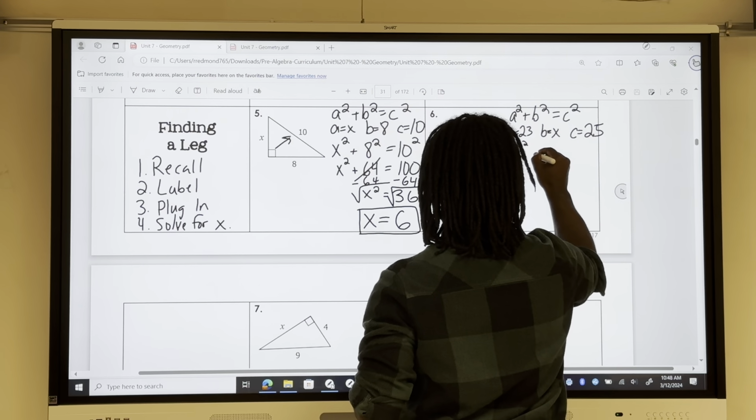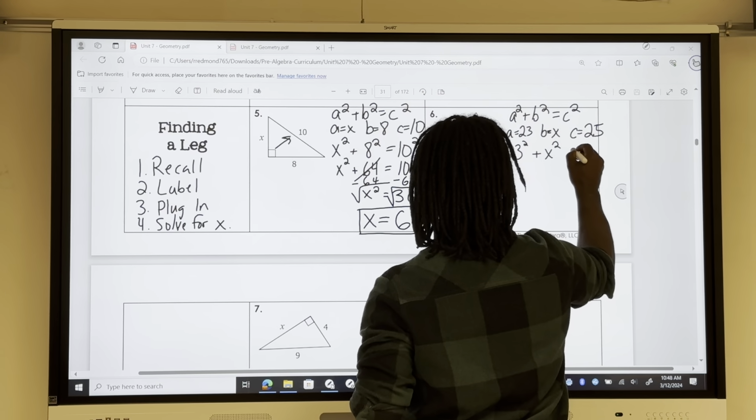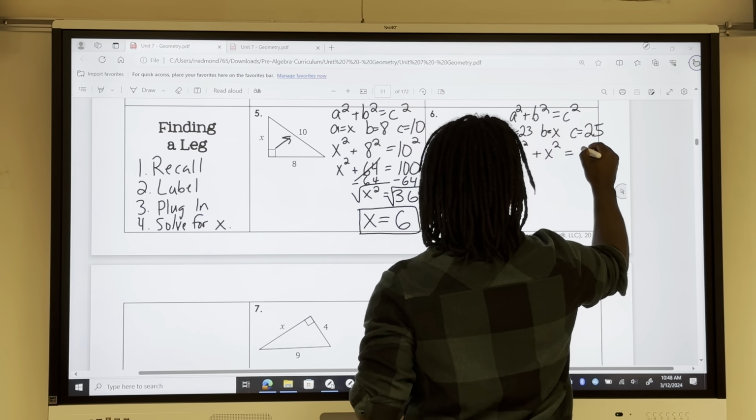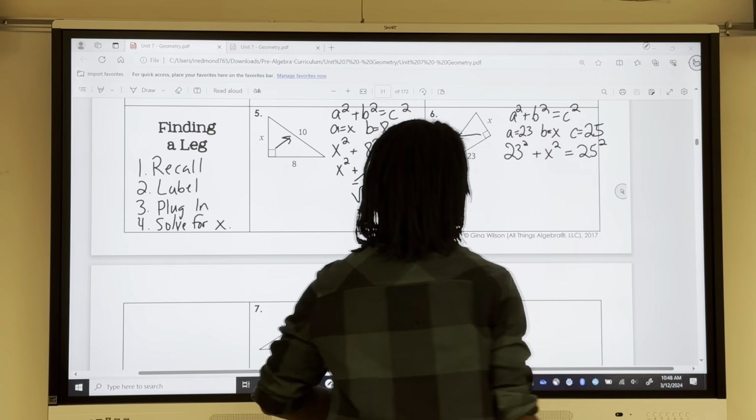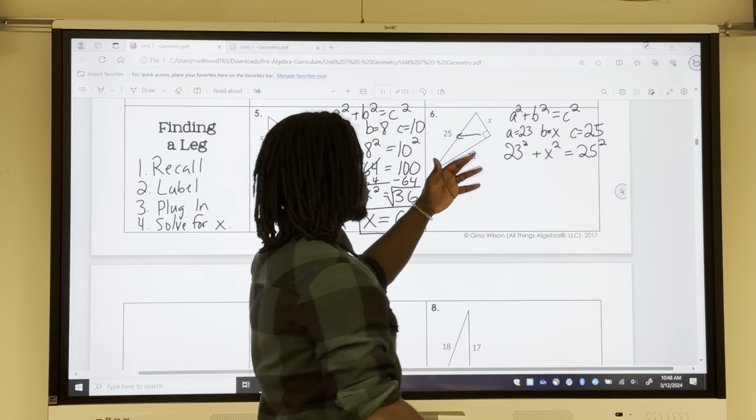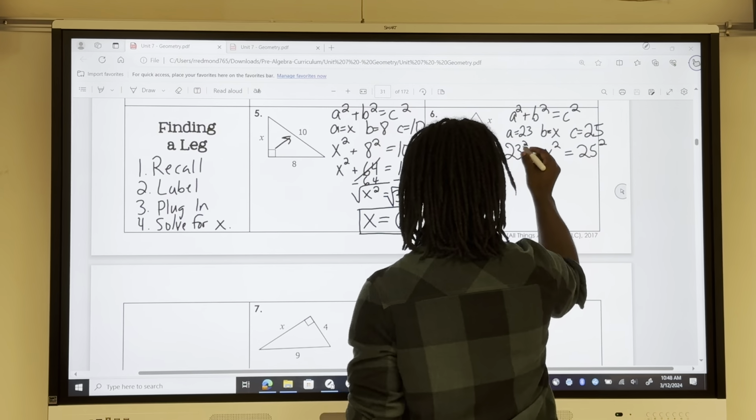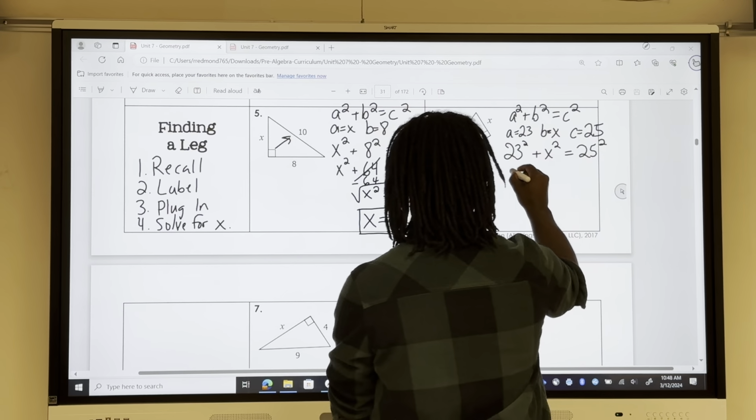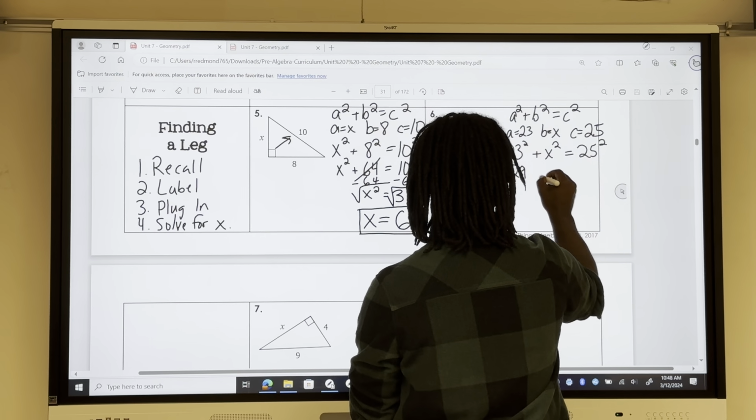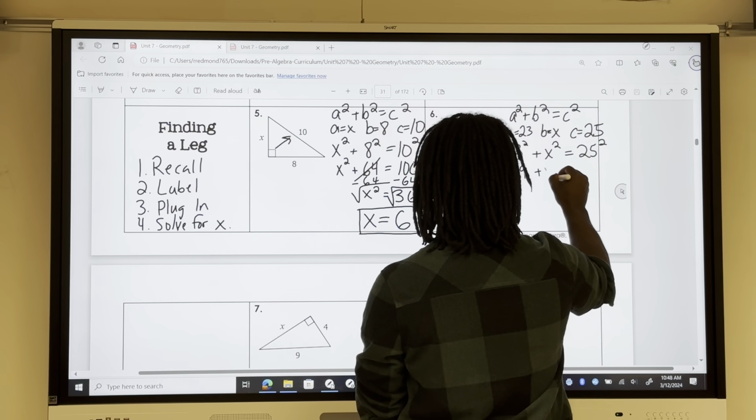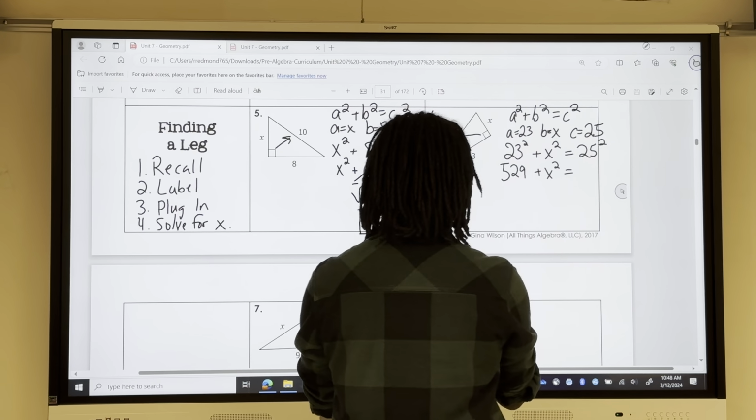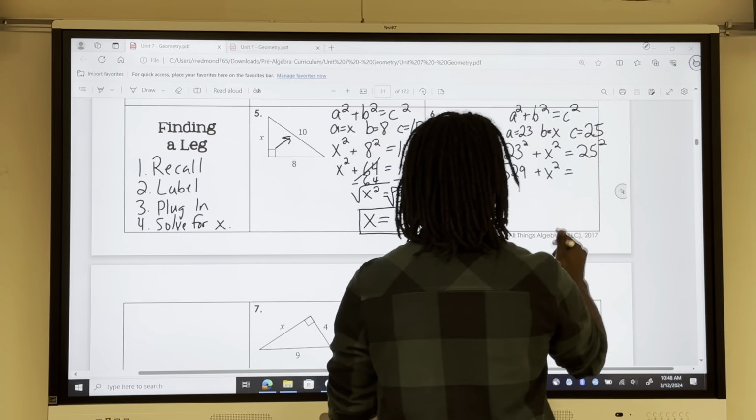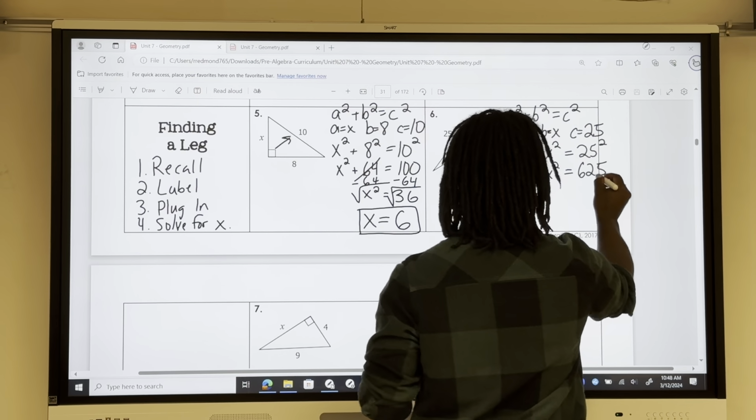23 squared plus x squared equals 25 squared. Okay, now do the square root of these and we're going to solve for the x. 23 squared is 529 plus x squared, and then 25 squared is 625.